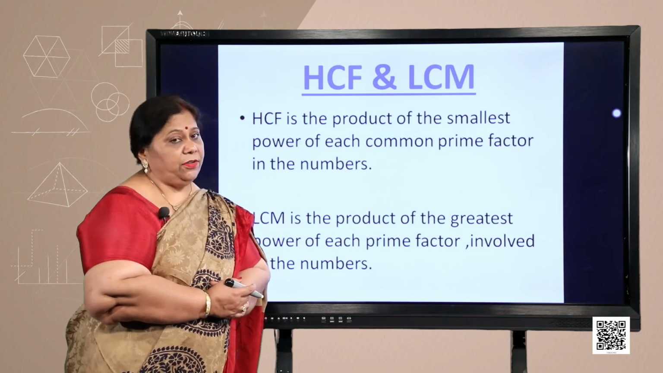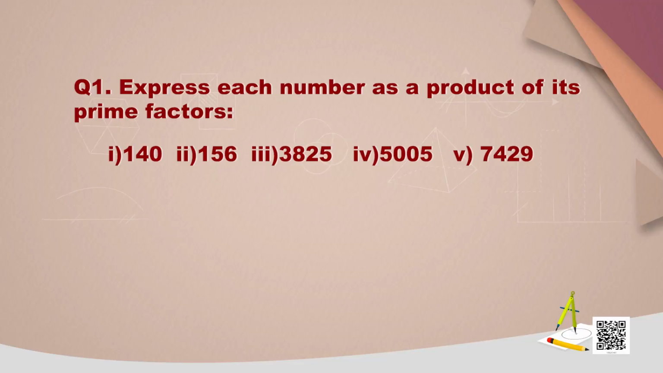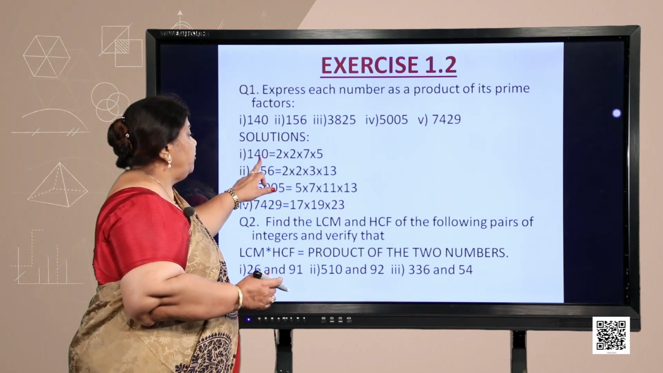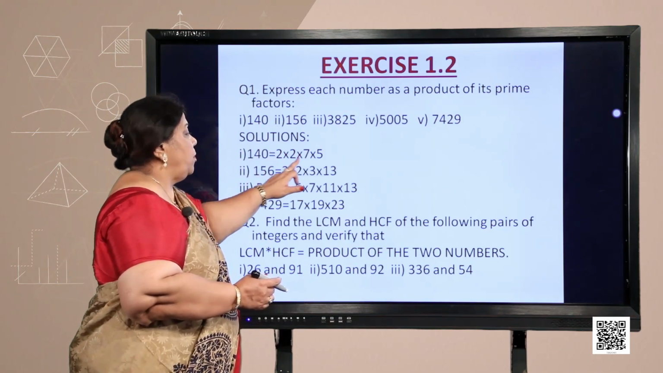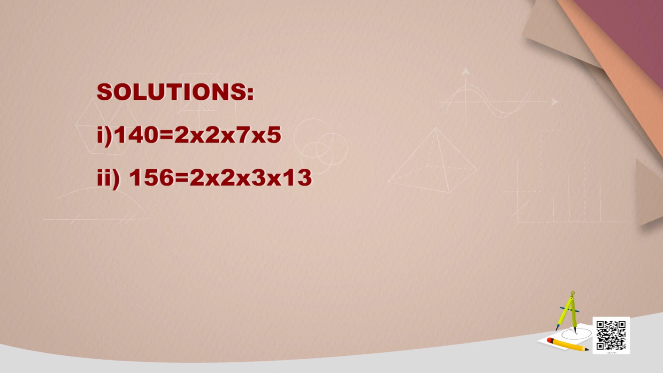Now, let us start with your exercise 1.2. What does the first question say? Express each number as the product of prime factors. 140. We can see here 140 can be written in the form of factors as 2 into 2 into 7 into 5. Here 156 can be written as 2 into 2 into 3 into 13. Likewise, 5005 can be written as 5 into 7 into 11 into 13.